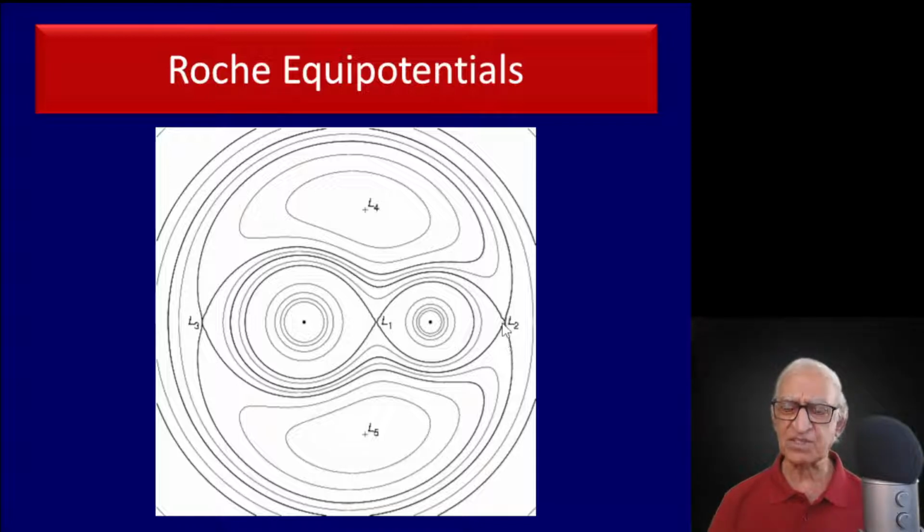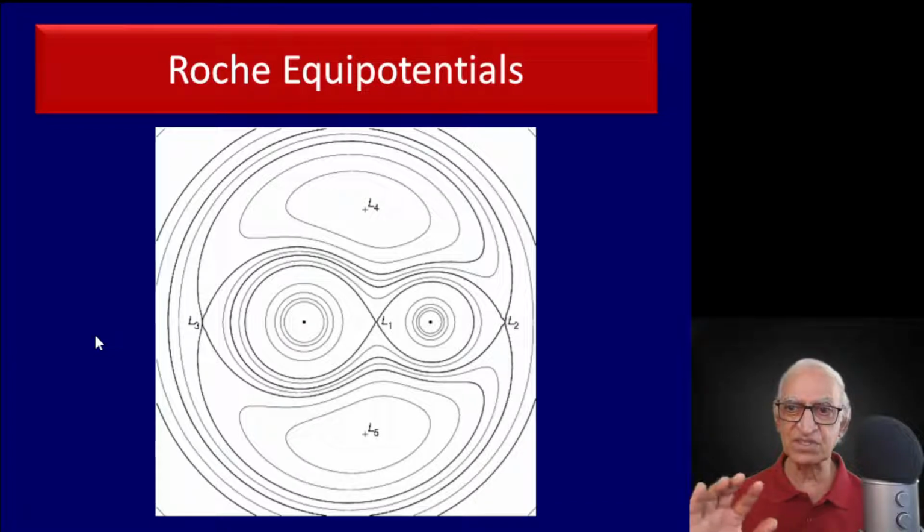Just for your information, the James Webb Telescope, which will soon become operational in a few weeks' time, has been parked at this second Lagrangian point L2, where this would be the Earth and this would be the Sun. That is because at that point L2, it is shielded from direct sunlight. So these are the gravitational equipotentials of a binary system.